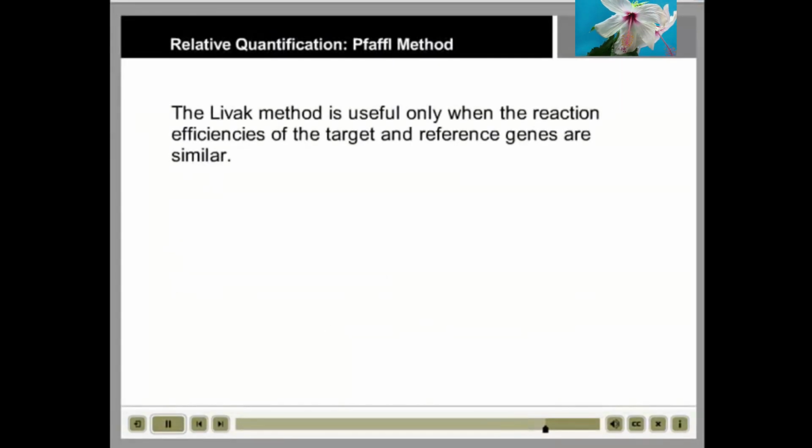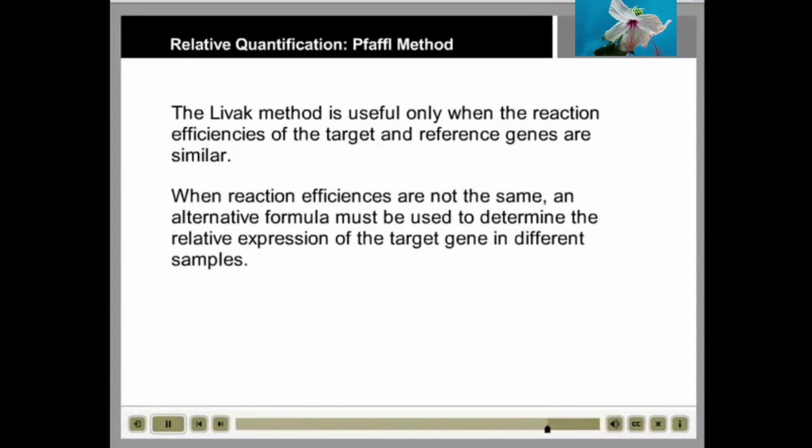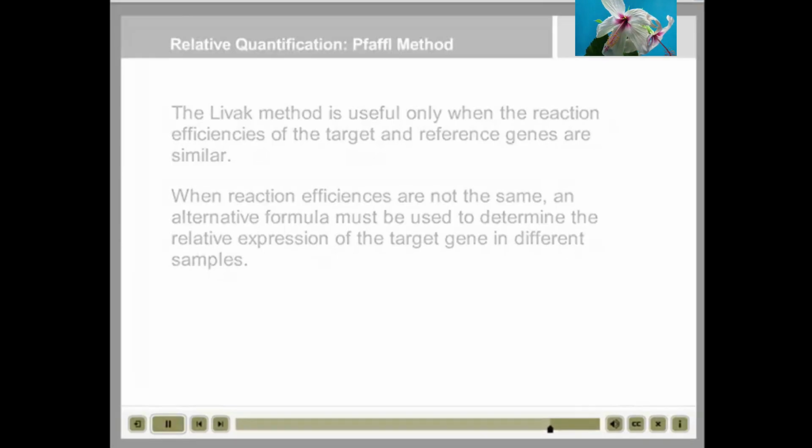The Livak method is useful only when the reaction efficiencies of the target and reference genes are similar. If these efficiencies are not the same, an alternative formula must be used to determine the relative expression of the target gene in different samples.